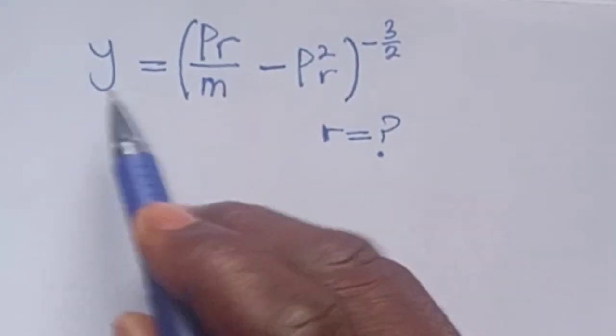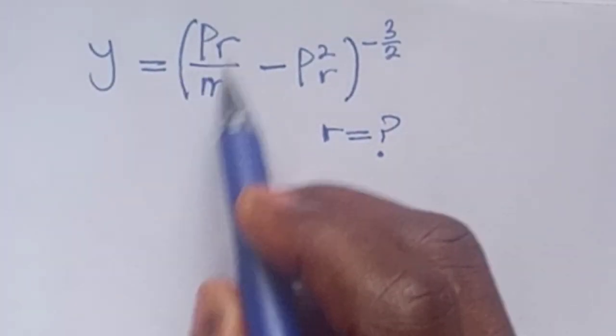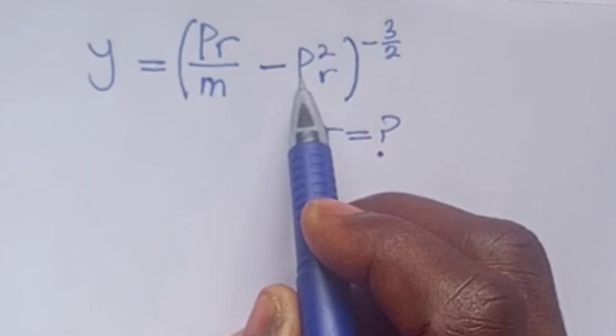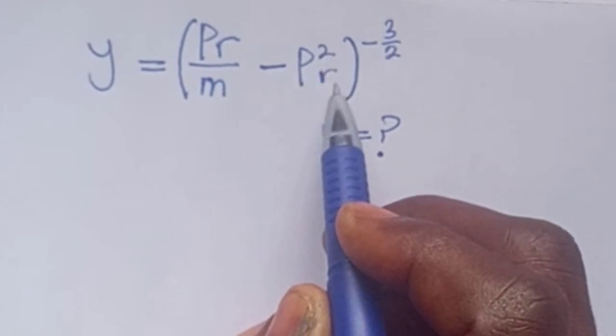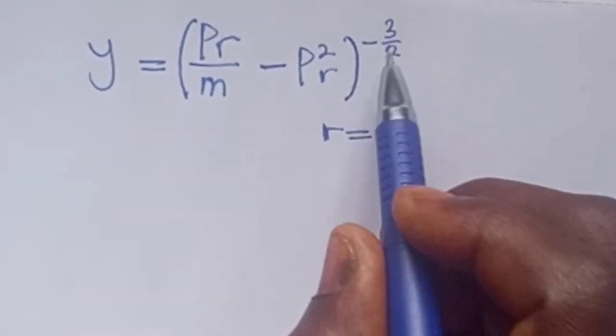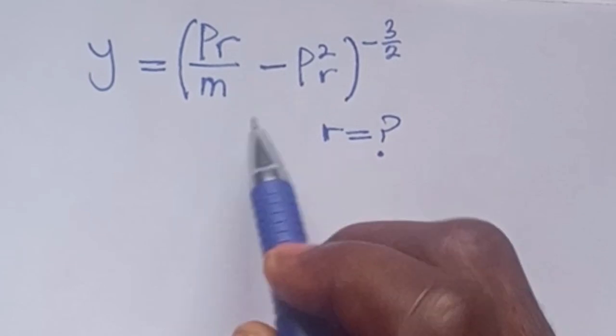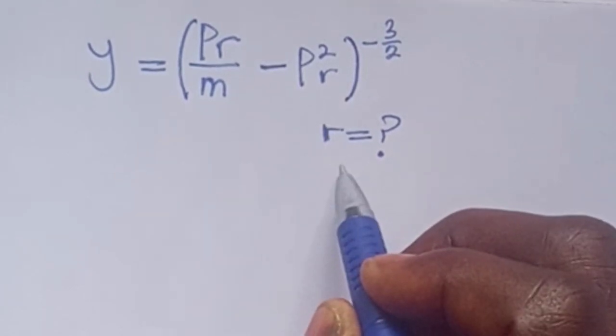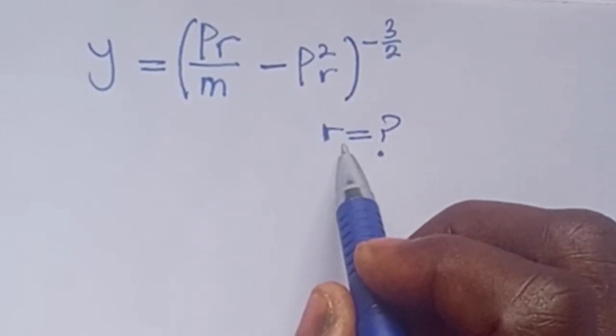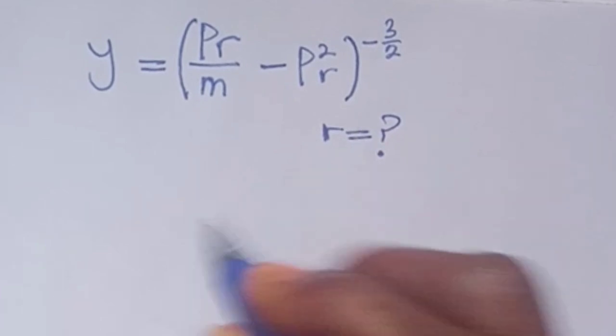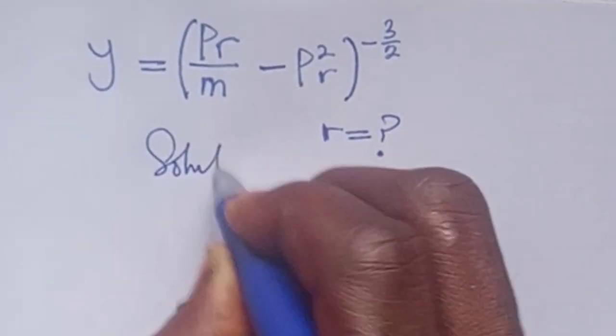Hello everyone, so today we have y equals p r over m minus p to the power of 2 times r to the power of minus 3 over 2. And from this equation, we're going to find r as the unknown and make it the subject of the relation. So if we solve together, let's say solution.